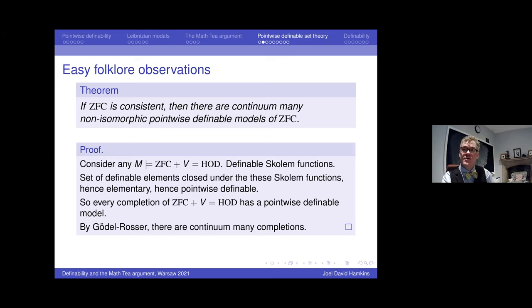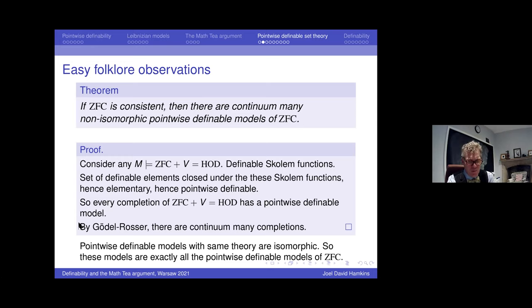Then in fact, it's more than that, because pointwise definable models that have the same theory are actually isomorphic, because any object in one of the models is definable, but the other one also thinks there's such a thing because the theory was the same. And so that tells you how to make the isomorphism. So two different pointwise definable models, if they're elementarily equivalent, then they're isomorphic, right? That's the point. And so these models that we produce in this theorem are all and only the pointwise definable models of ZFC. They all arise exactly this way.